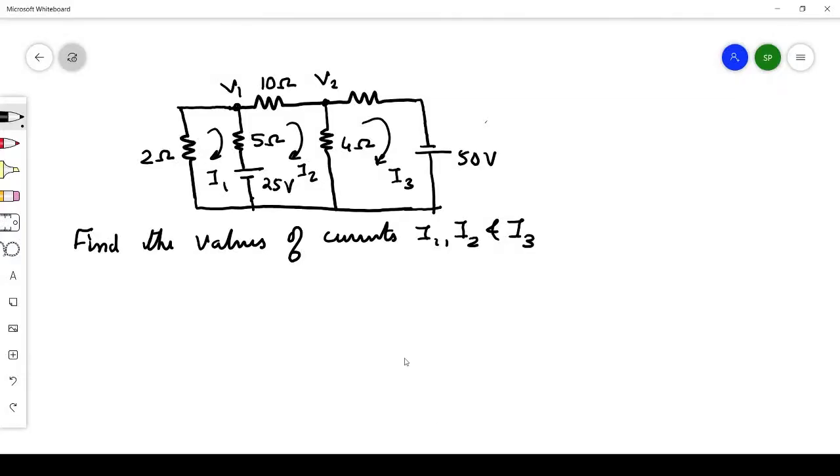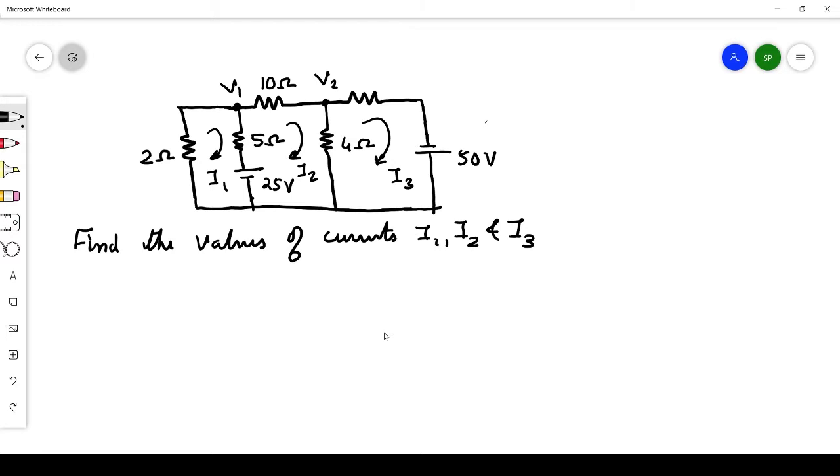In this video, I am going to solve an electrical network using node analysis. So this is the question given. You have a network given, and the question is to find the values of currents I1, I2, and I3. Let us start with the problem.